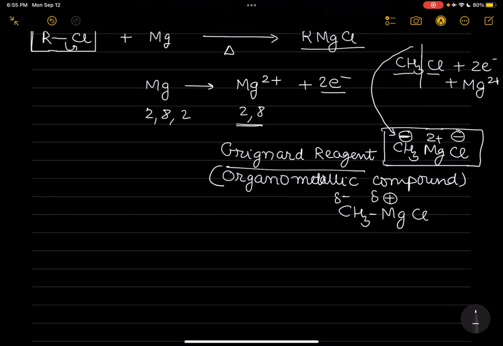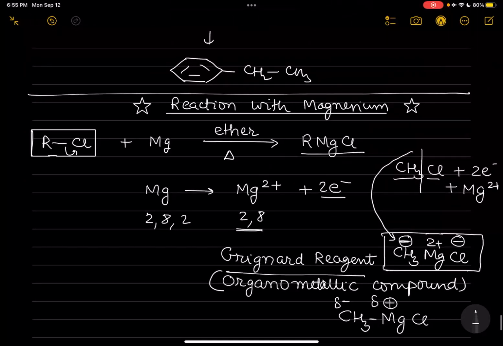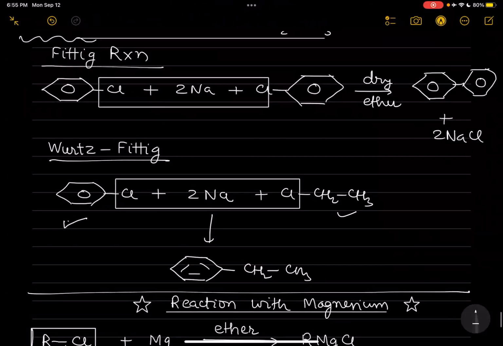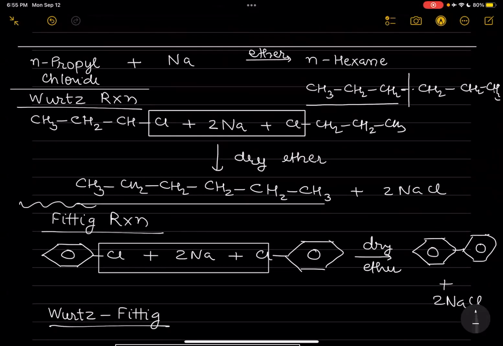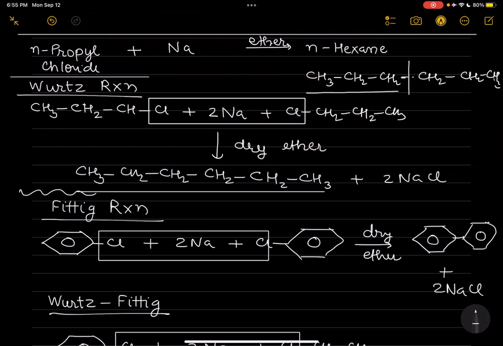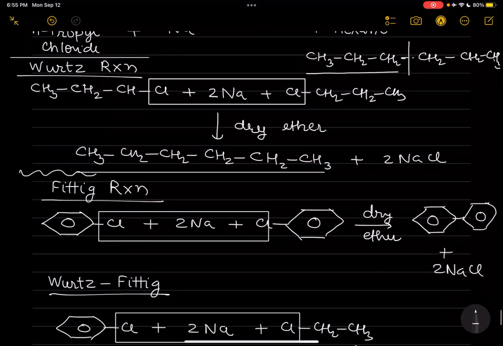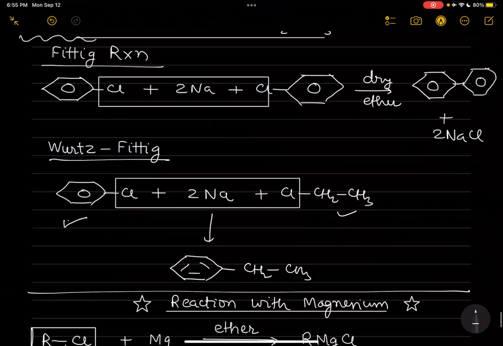Yes, sir. So for this Grignard reagent, there is a question in your NCERT: why should Grignard reagent be prepared in anhydrous condition? Why do you need anhydrous condition for Wurtz reaction? Sir, because if there is even a single drop of water present, the reaction won't occur. Yeah, actually your whole sodium will get spoiled. Sodium will immediately react with water, give hydrogen, and become NaOH. So the main reaction which you wanted to carry out, the Wurtz reaction, will not happen.